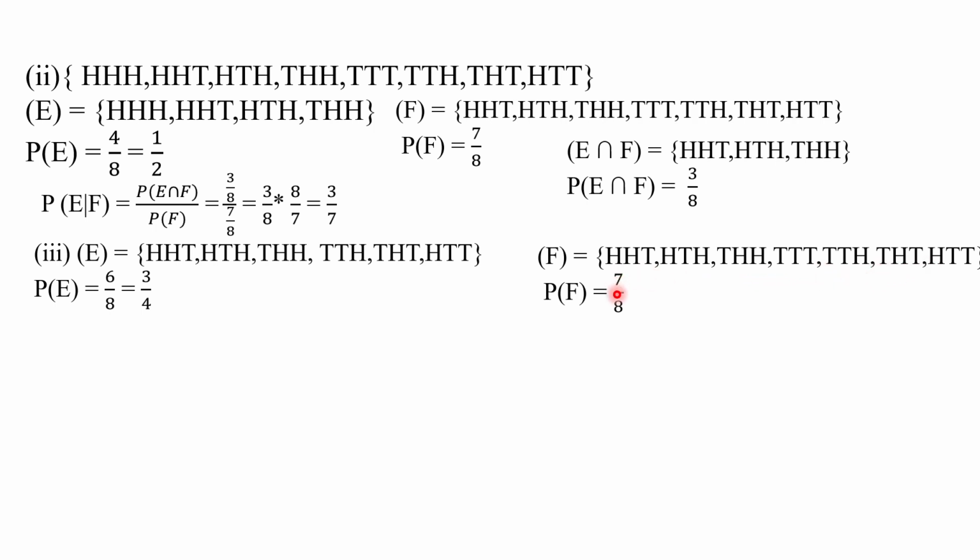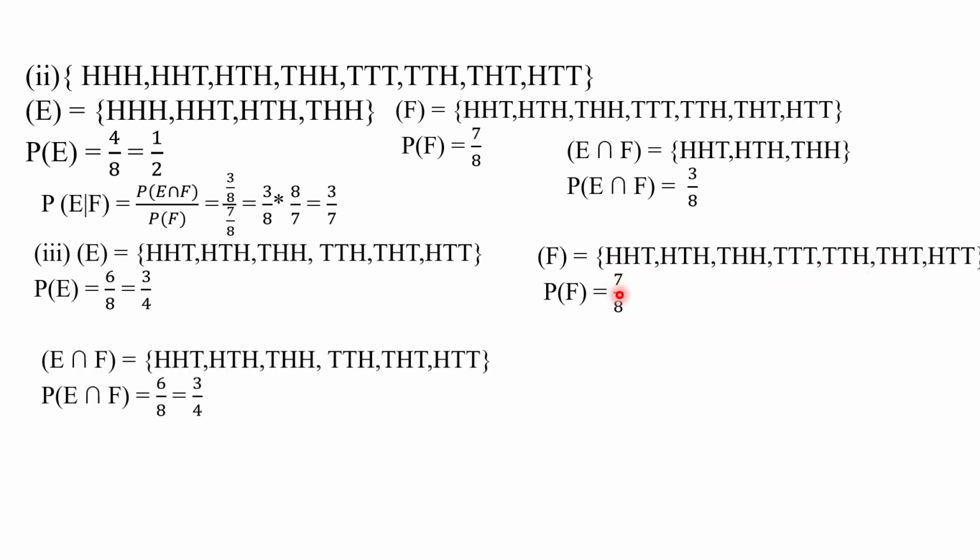So its probability of F is 7 by 8. Now you need to find the intersection of that. And for intersection, you just need to find the common in between E and F. Then you put here, then count, and then find the probability of E intersection F. Now put the formula of P(E given F), then put the values, and you find the answer.